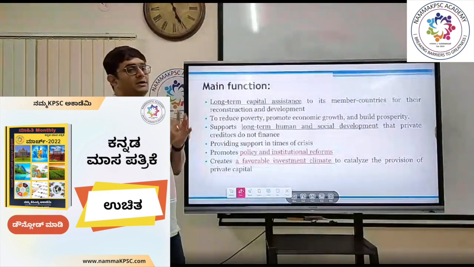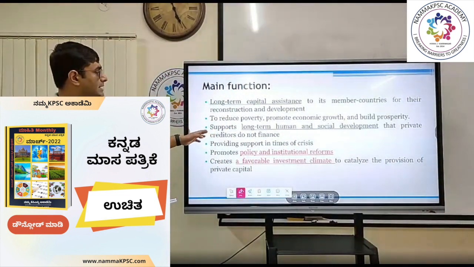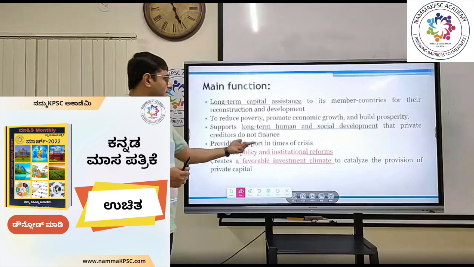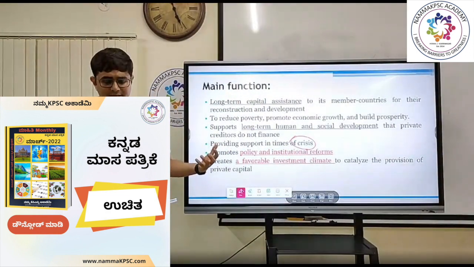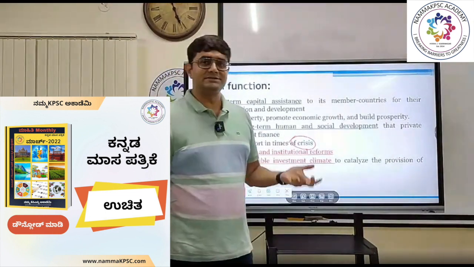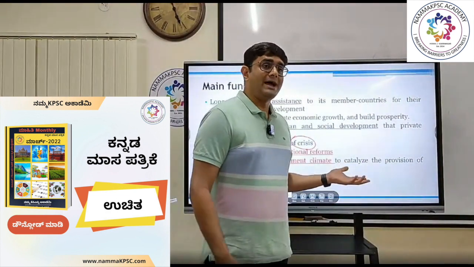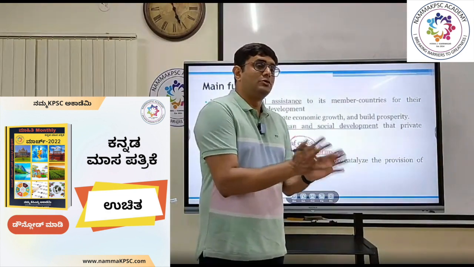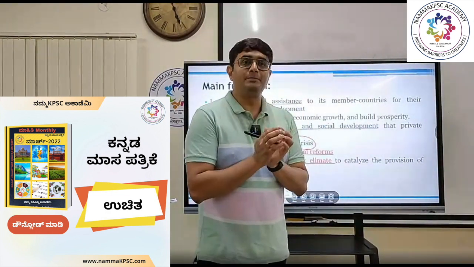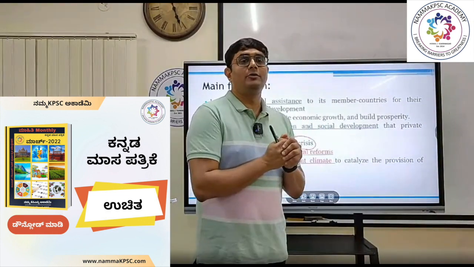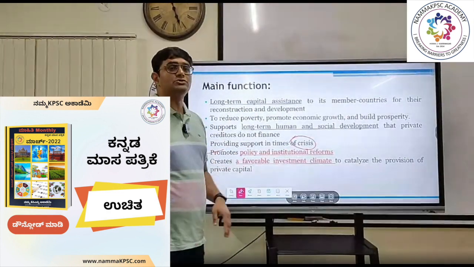Here they want to reduce poverty, obviously, promote economic growth and development, and also long-term human and social development by providing financial support, and support during times of crisis also. Whenever the economy is in turmoil or if there is a disaster, countries need some kind of support. During the pandemic, the World Bank mobilized resources to help developing nations fight the pandemic and gave them loans to develop vaccines, etc. Did you understand? And it also promotes policy and institutional reforms.